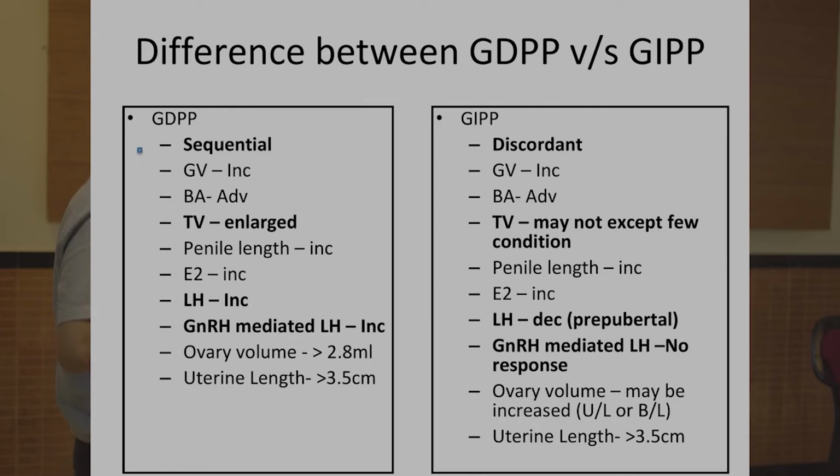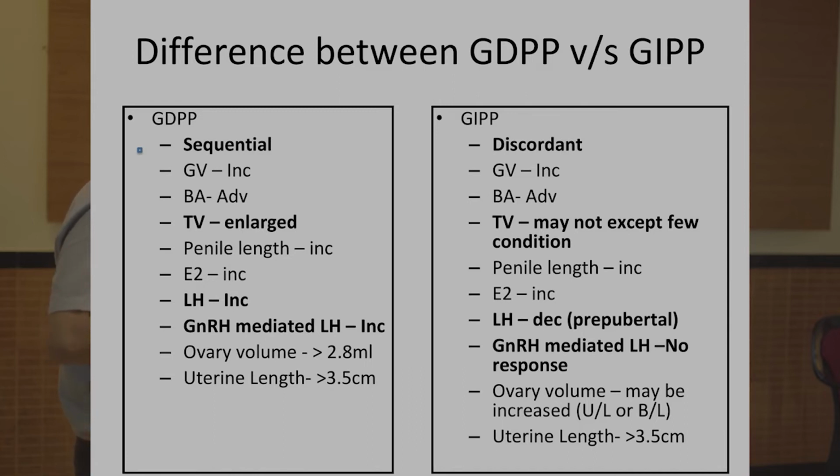The testicular volume enlargement is very important in GDPP. However, it can be seen in GIPP also, but not always. Some conditions like hypothyroidism, especially in macroorchidism, and familial testotoxicosis can have enlargement of the testicular volume. Another thing is the stimulation test: the rise of LH and E2 is seen in patients with GDPP, however that cannot be seen in patients with GIPP.